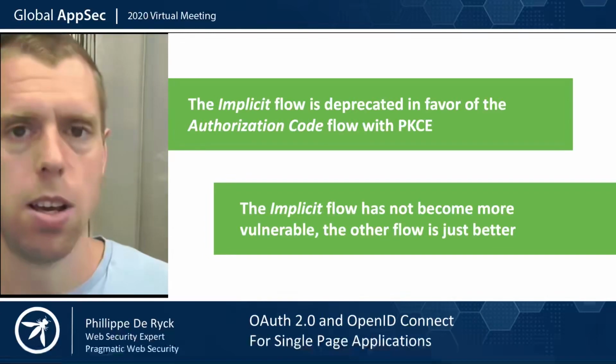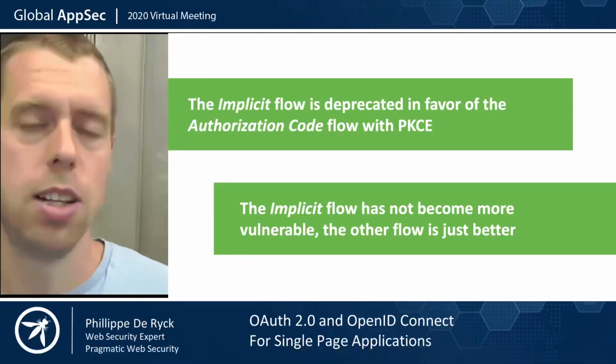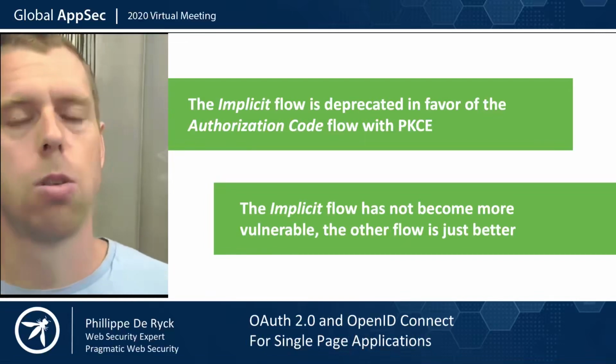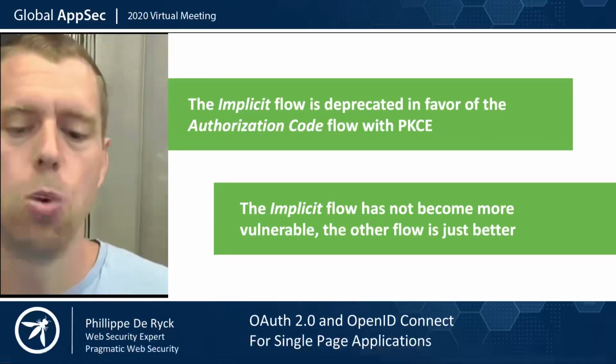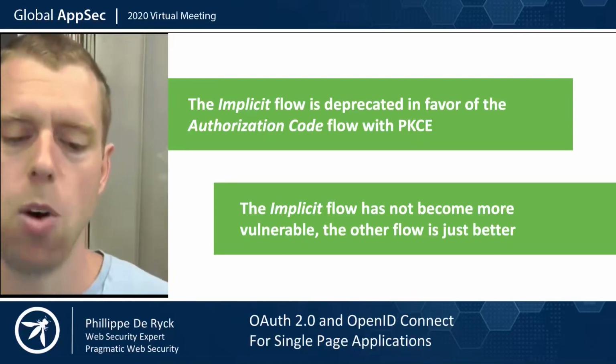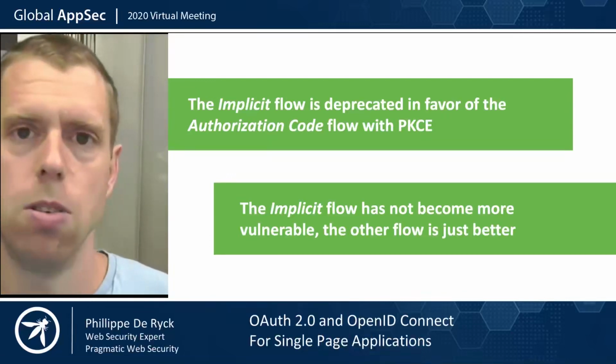you don't need to panic. You're still okay to use that. It's still fine to use the implicit flow, but you should put upgrading to the authorization code flow with PKCE on the roadmap so you can do that in one of the coming months. That's basically the current state of practice, or the recommended best practices today.